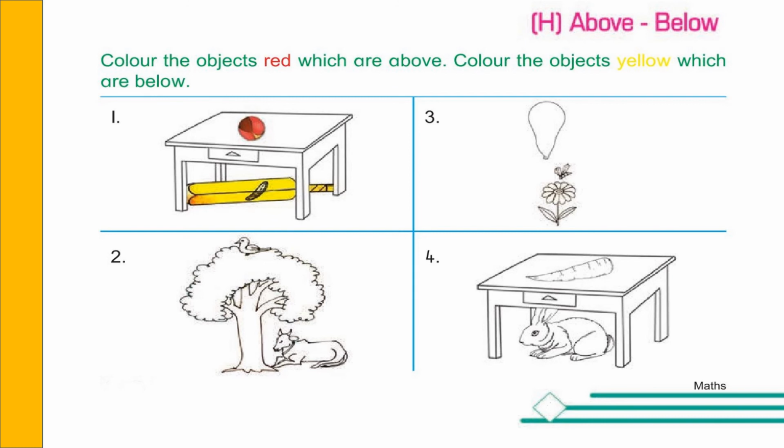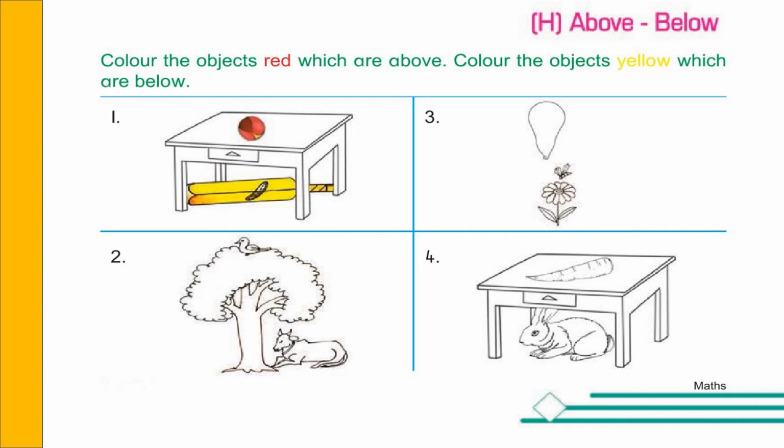Positions. Next, it is about above and below, up and down. Okay, above something, below something. For an example, they have given a table, a ball and a bat. I see the ball is on the table and the bat is under the table. Okay, here how do we say it? We say the ball is above the table and the bat is below, under the table.